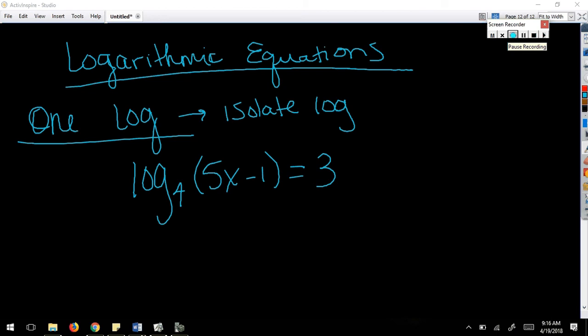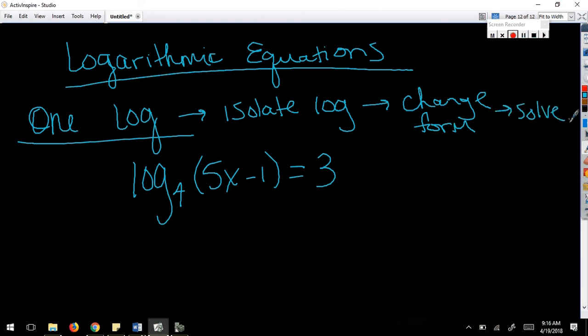Because I don't know how to get x by itself since it's hooked inside that log, why don't you guess what I'm going to do? Change the form. And then I'm just going to solve. These are easy solves. Two logs is a little bit harder.